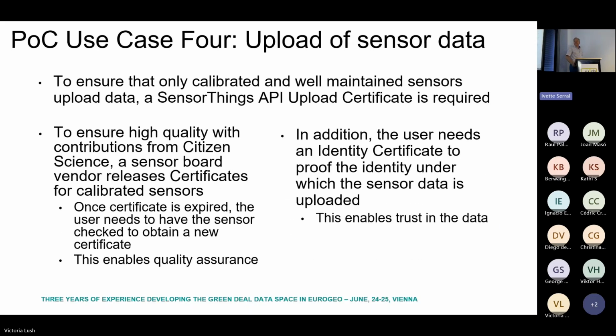Okay, number 4, uploading of data into this particular instance of the SensorThings service. Well, in citizen science, everyone can upload cheap data. So another use case is you can only upload if you have a high quality sensor upload certificate. You get that from the producer of your sensor board, FabLab in our project, for example. So if I want to use my little sensor board and upload into this particular instance, I need an upload certificate. I get that from FabLab.